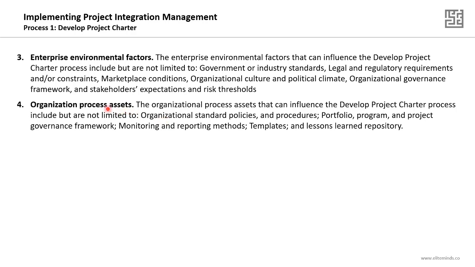The fourth input will be the organizational process assets, and some of those assets that can influence the develop project charter process include the organizational standard policies, procedures, portfolio, program and project governance framework, monitoring and reporting methods, templates, and lessons learned repository. Simply, if you are planning to develop the project charter in your project, you don't want to create a charter from scratch. Most probably you will have a standard template for the project charter in your organizational process assets, and you should use this template.